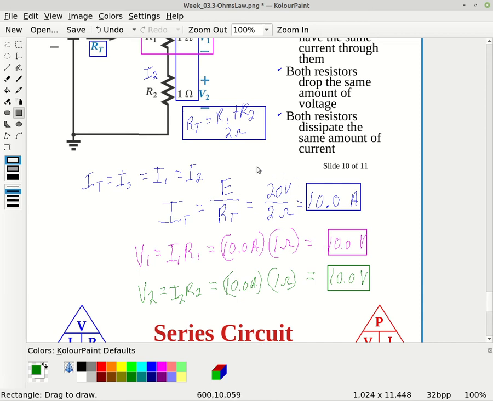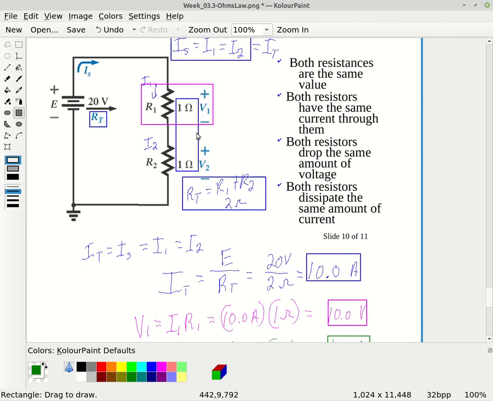Alright, so what we see there then is, because the resistors are exactly the same size, each resistor is going to drop half. We got 2 resistors. Each resistor is going to drop half of the supply voltage. 2 resistors in series are going to split that voltage in half.